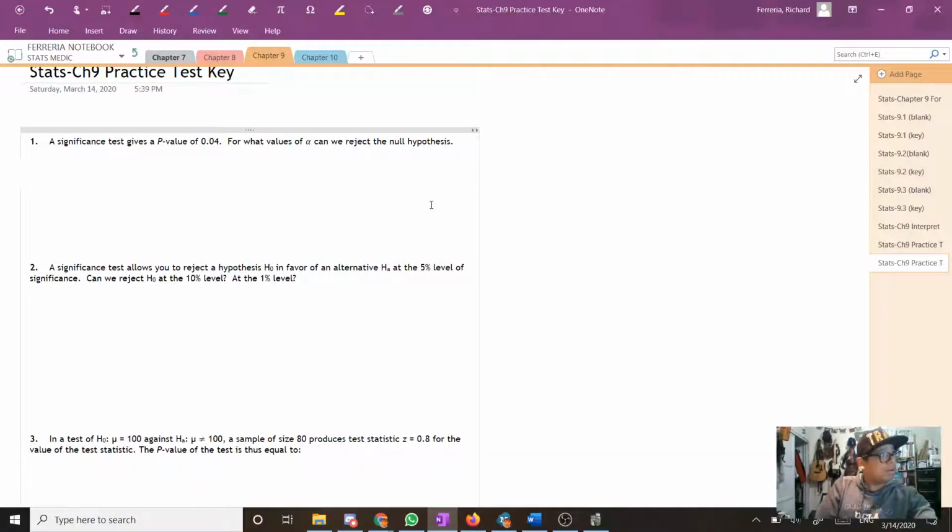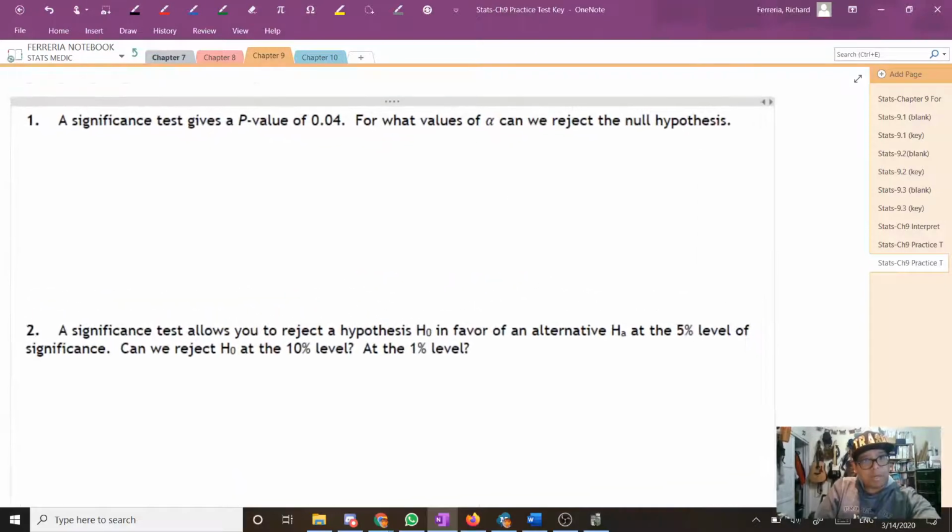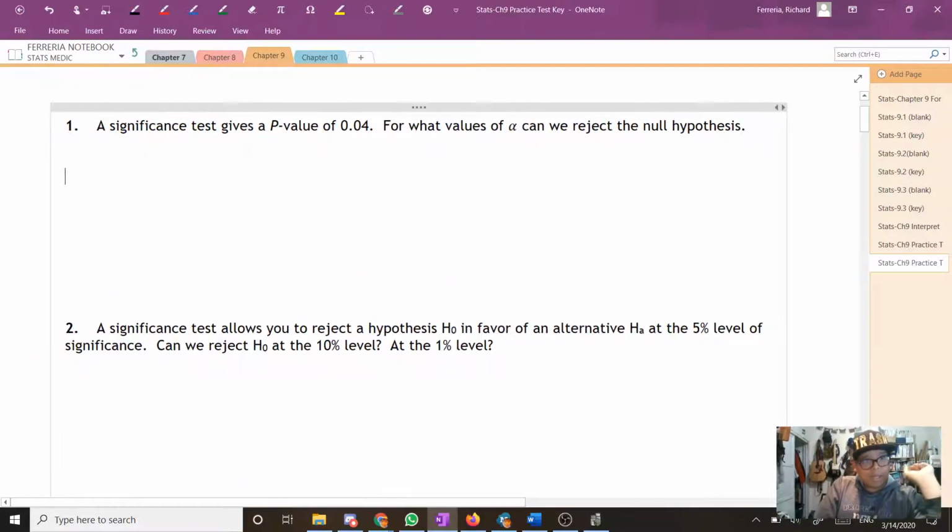Here is our test, just kind of broken down a little bit. And we got number one, a significance test gives a p-value of 0.04. For what values of alpha can we reject the null hypothesis? So remember what that means. We reject the null hypothesis, which is the same as, let's use a fun font.